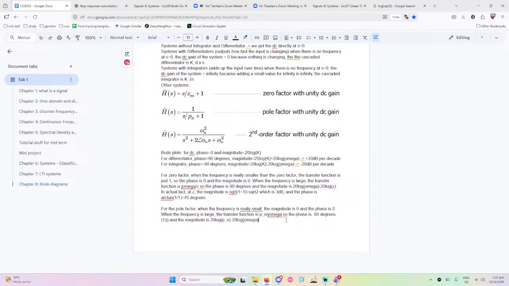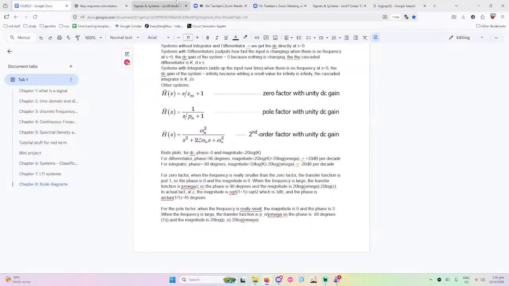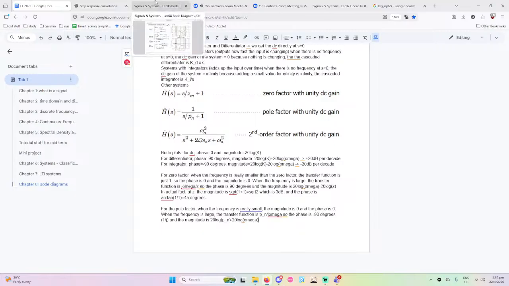In this case, the frequency response can be approximated as 1 divided by j omega over Pn, which is minus j times Pn over omega. Is that correct? So what is the exponential form of minus j? e to the power of j times minus 90 degrees, multiplied by Pn over omega.